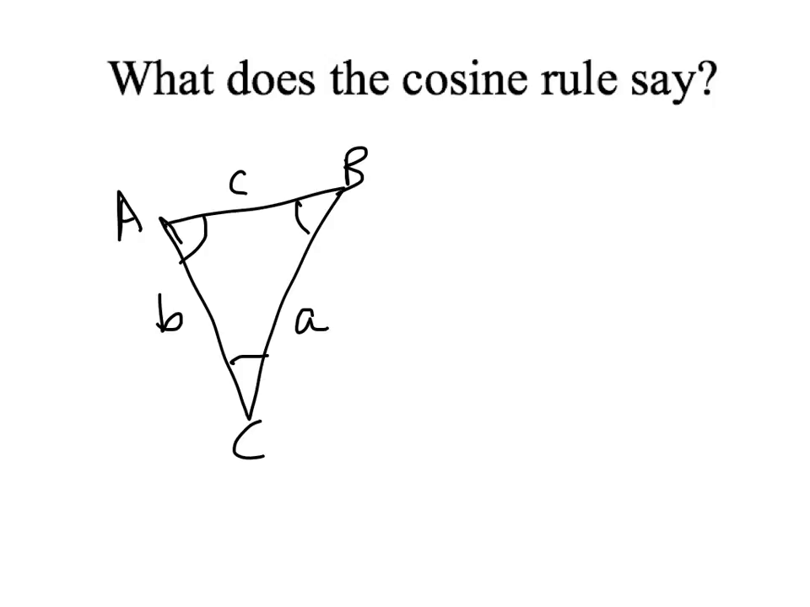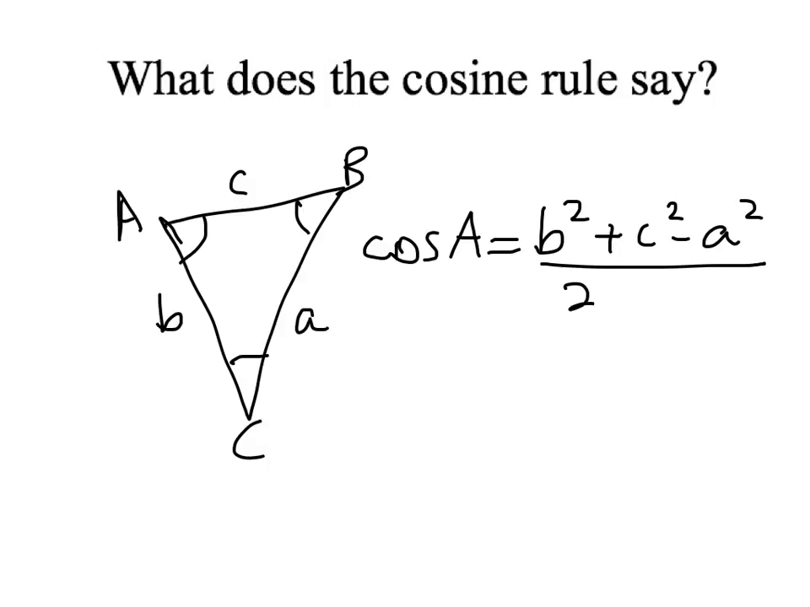We did two rules on this in Year 12. And the cosine rule says that the cosine of angle A is equal to b squared plus c squared minus a squared, divided by 2bc. So that's what the cosine rule says for all triangles. Let's now put that into the context of our triangle here.